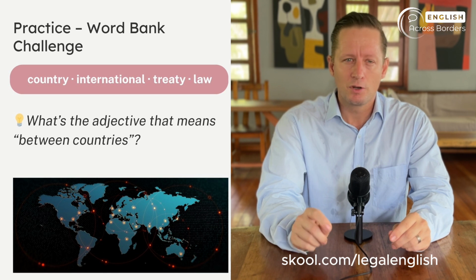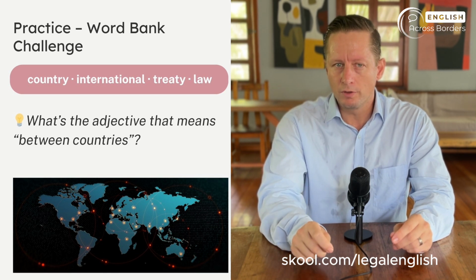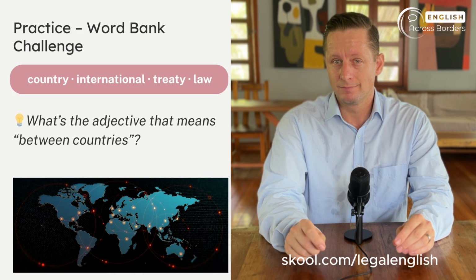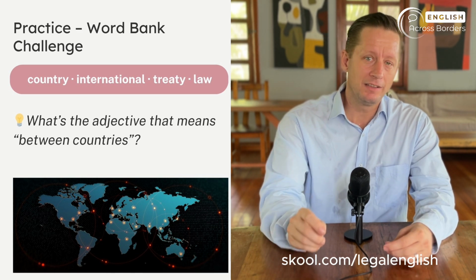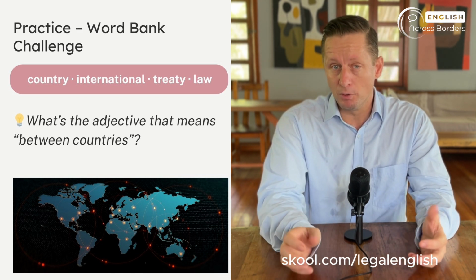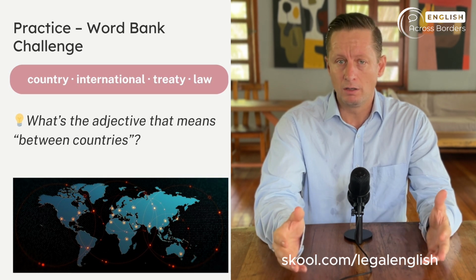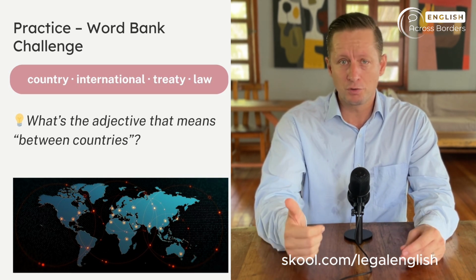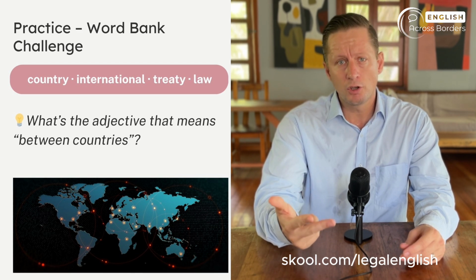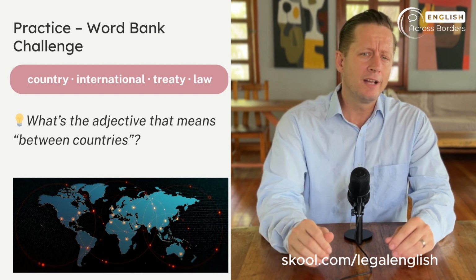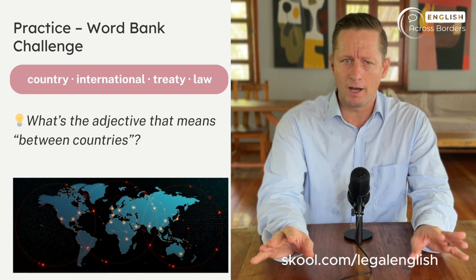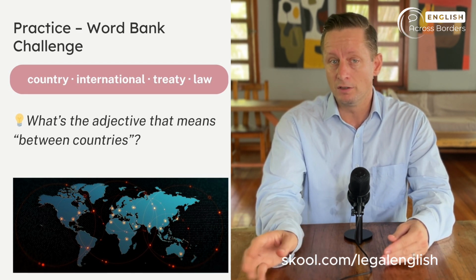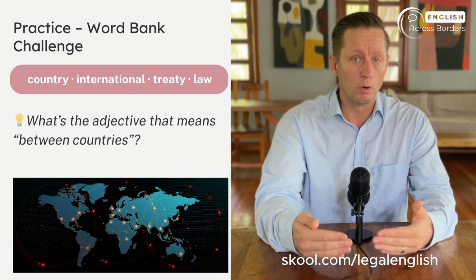Last challenge. What word do we use when something involves more than one country? The answer is international. For example, we say international law when countries agree to follow the same rules about trade, the environment, or human rights. The word international is used all the time in legal English because lawyers often deal with cross border or global matters.